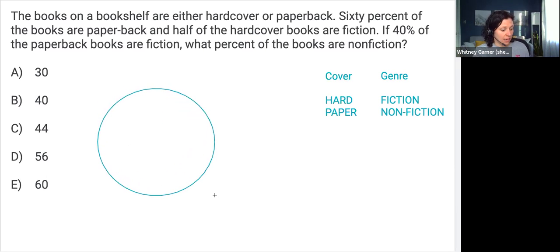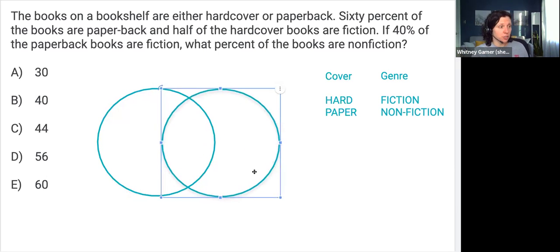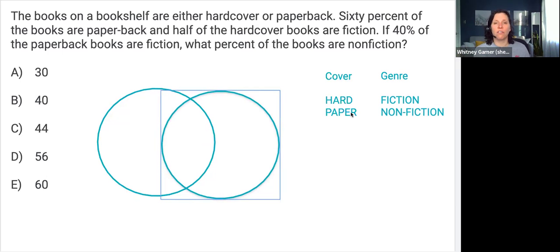And I would have to, as some of you mentioned, choose one of my covers to be the listed group. Somebody mentioned paperback, so maybe I call this paperback. And then this would be my genre one. Maybe I'll call this fiction.